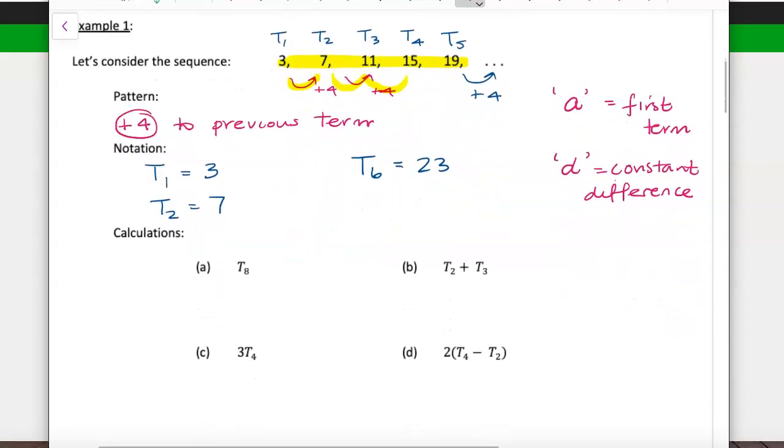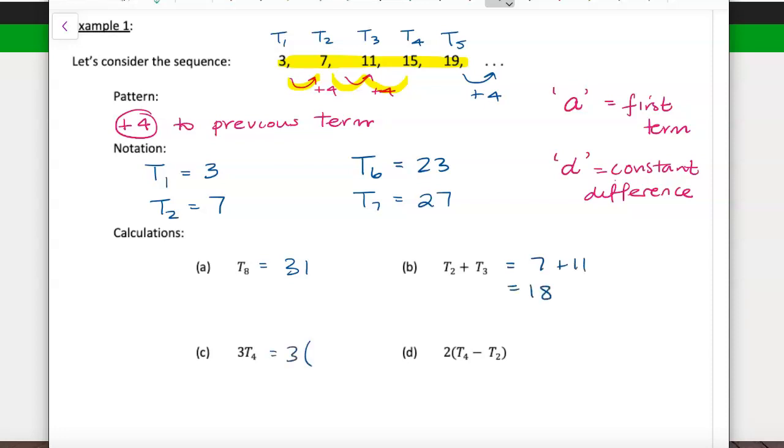Once we know a sequence, we can complete some calculations. We can be asked, what is term 8? Well, simply we could continue this on. We know what term 6 is. We can work out term 7 is going to be 27. Therefore, term 8 will be 4 more than term 7, 31. Term 2 plus term 3 is simply going to be 7 plus 11. That will give us 18.